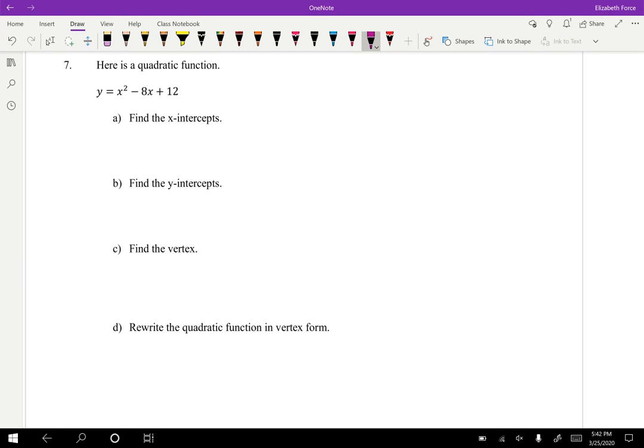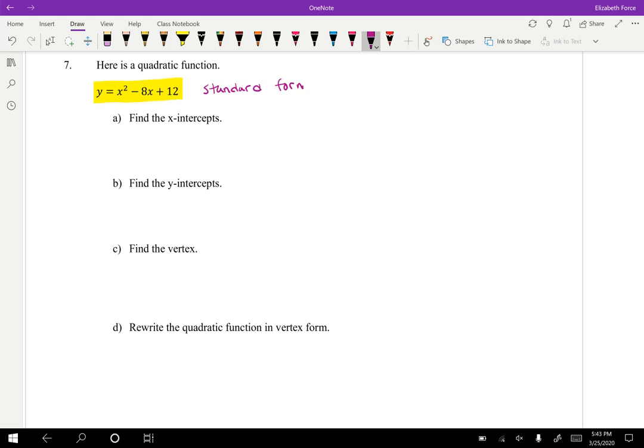In problem number 7, they're giving you a quadratic function and they're asking you to find key parts: the x-intercept, the y-intercept, the vertex, and then put this quadratic function into vertex form, which is one of the 3 forms that we've gone through this unit. We've done factored form, standard form, vertex form, and each one of them tells you an important part of the function. This one that they give you is in standard form.